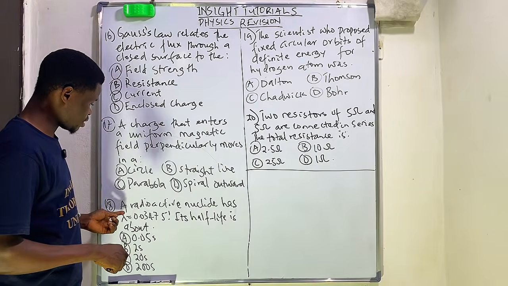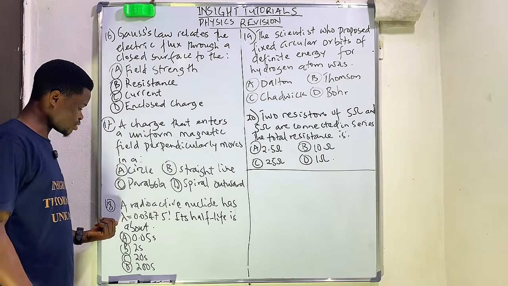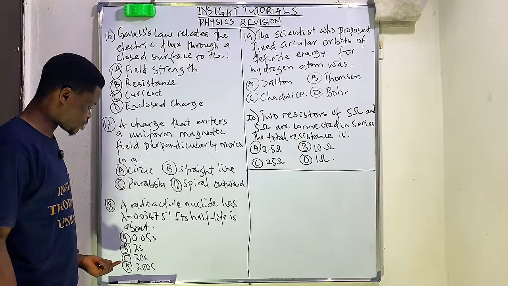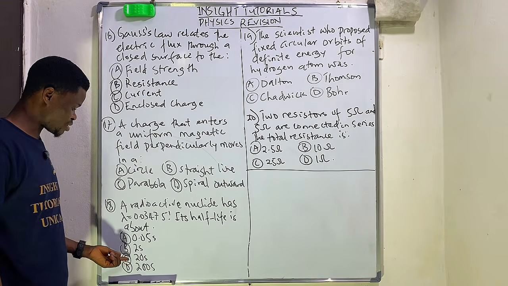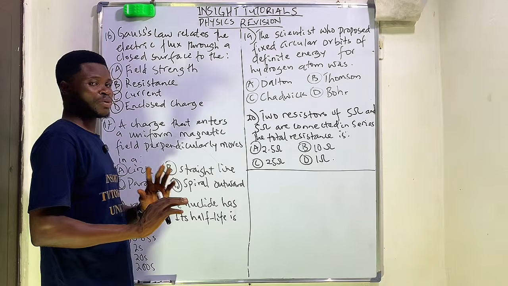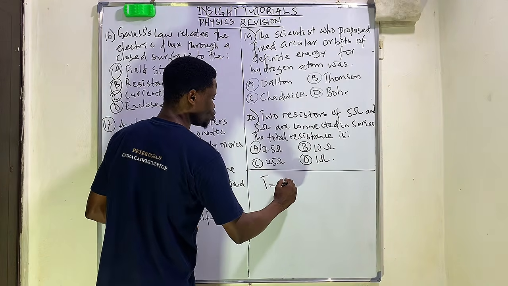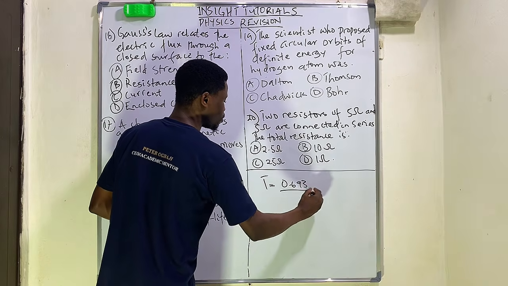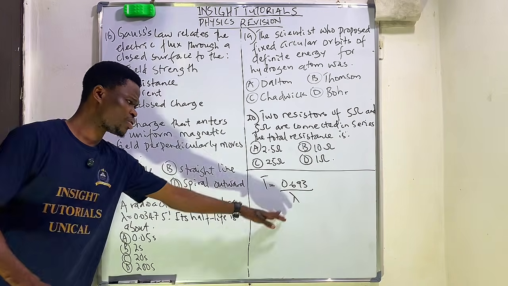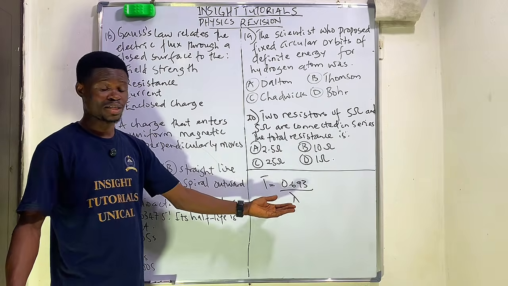All right, number 18 says a radioactive nuclide has a decay constant of 0.0347 per second. Its half-life is about, A says 0.05 seconds, B says 2 seconds, C says 20 seconds, and D is 200 seconds. Now, it's very important for you to know that there's a formula that connects the half-life to the decay constant. Anytime you are given the decay constant and asked to look for the half-life, you just do half-life is equal to 0.693 over what?